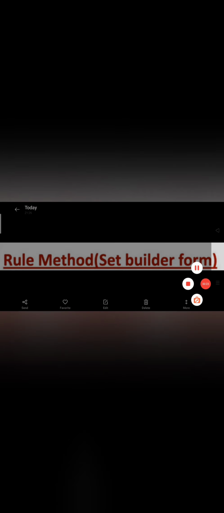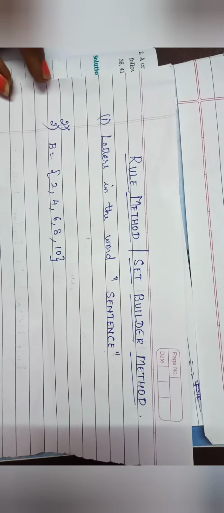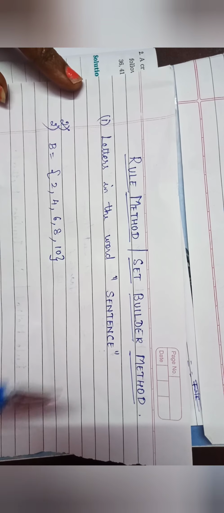Yes, there are two methods of writing sets here. The roster method or listing method, which we have seen yesterday. That was just to list out the numbers or the objects, the elements. And today we are going to see the rule method or the set builder method, where we have to follow certain rules to write the set. Yes, rule method or set builder method.